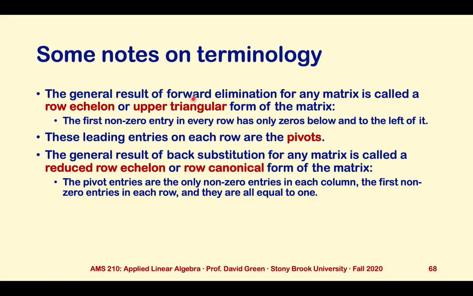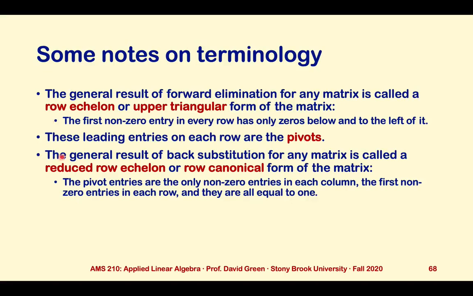The general result after forward elimination on a matrix is called a row echelon form or upper triangular form. The pivots, that is the first non-zero entry in every row, have zeros below and zeros to the left, but may well have other things above and to the right. These leading entries in each row are known as the pivots, the pivot variables.